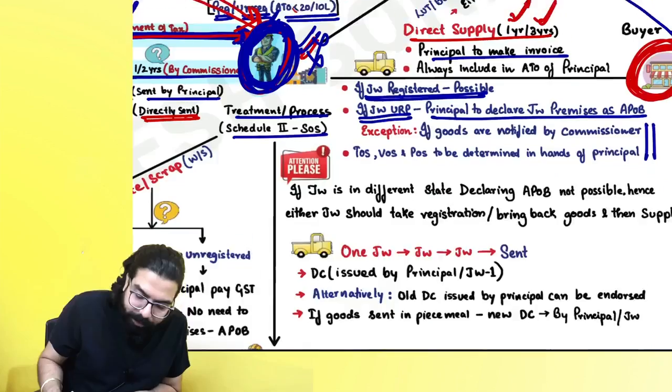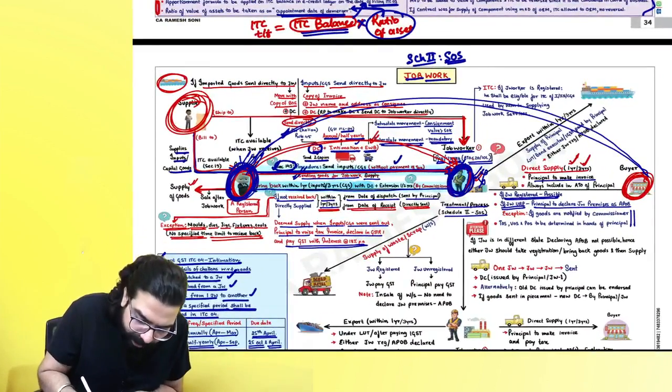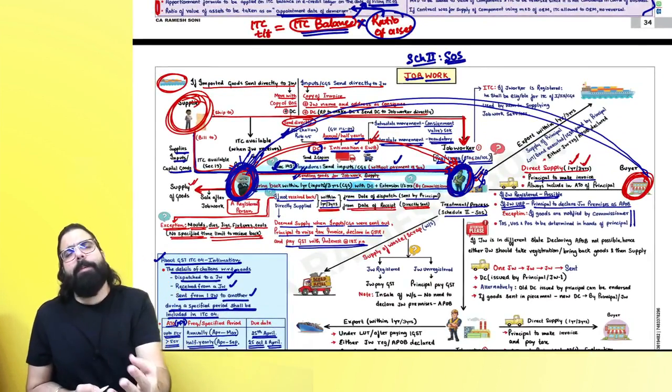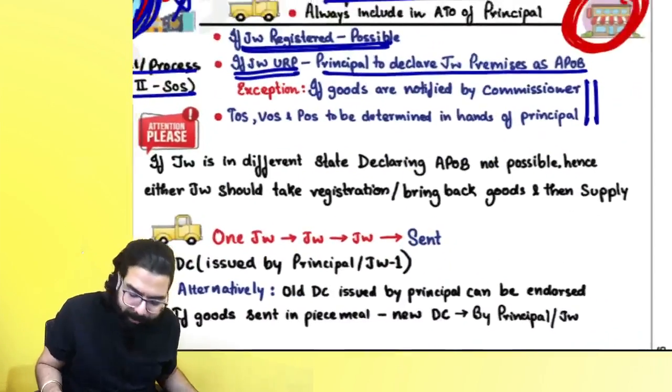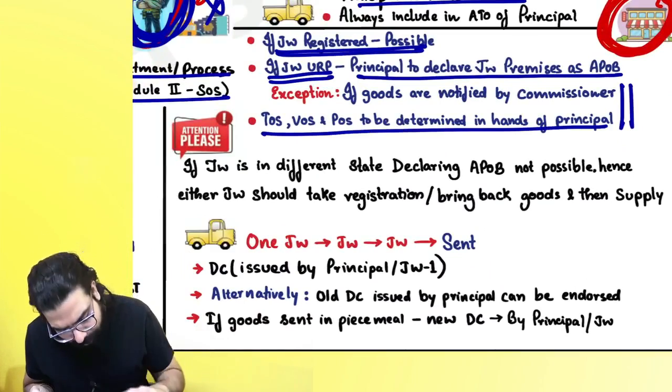Remember one thing, sir, when the supply happens over here, who will raise the invoice? Principal will raise the invoice. Time of supply, value of supply, place of supply will be seen from whose angle? Sir, it will always be seen from the principal's point of view. It will always be seen in the hands of the principal.